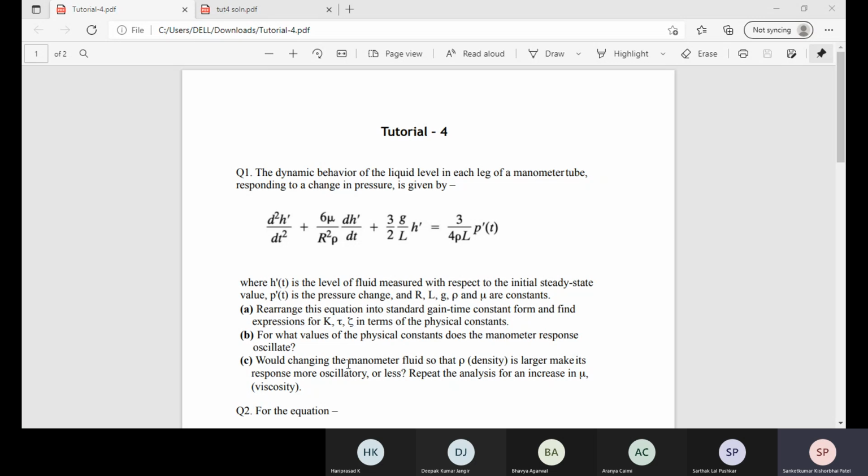And the third: would changing the manometer fluid so that rho is larger, so density is larger, make the response more oscillatory or less? Repeat the analysis for an increase in mu. In the third case, we have to find if we change the fluid, then what will be its effect on the oscillation, specifically for density and for viscosity.